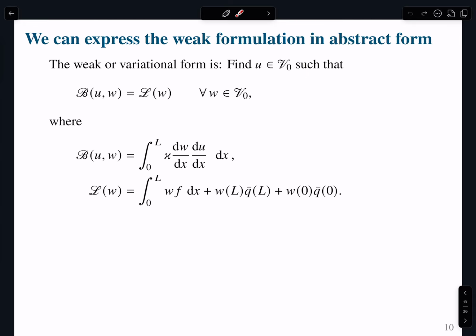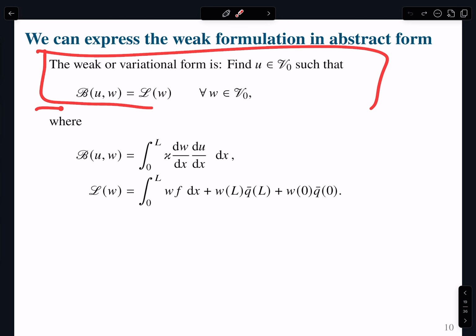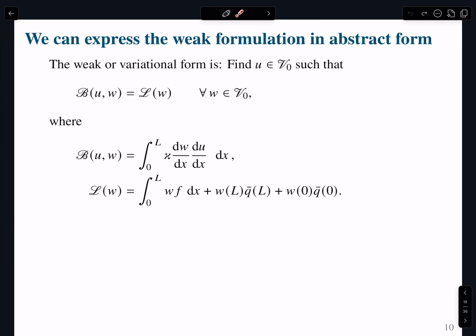We're going to talk a little bit about that, such that the bilinear form is equal to the linear form for all test functions in that space, where for this particular problem my bilinear form has this shape and my linear form has that shape. Now, you see that I'm still able to represent this problem in abstract form. And again, this is always the case. You can always represent your variational form this way. It's just that the shapes of those bilinear and linear forms are going to change depending on the problem that you're solving.